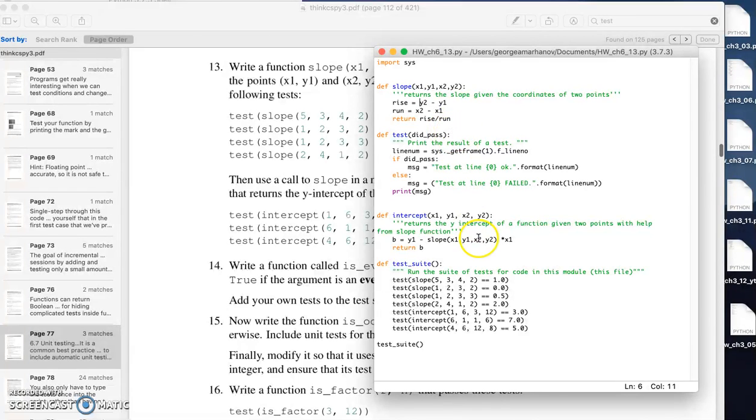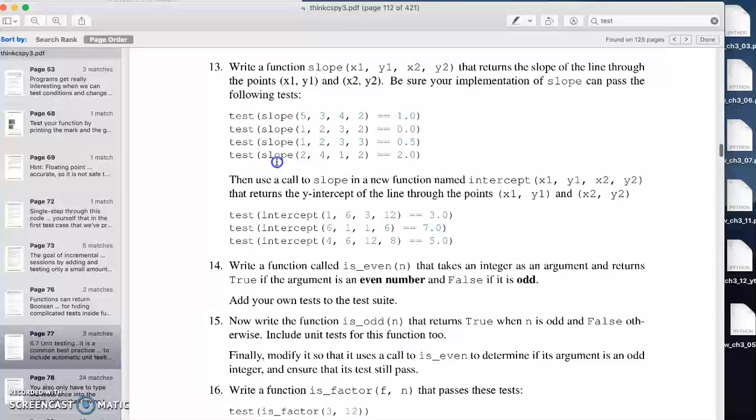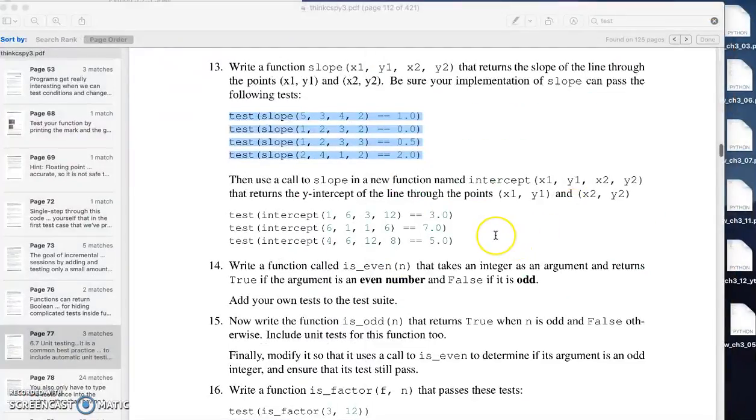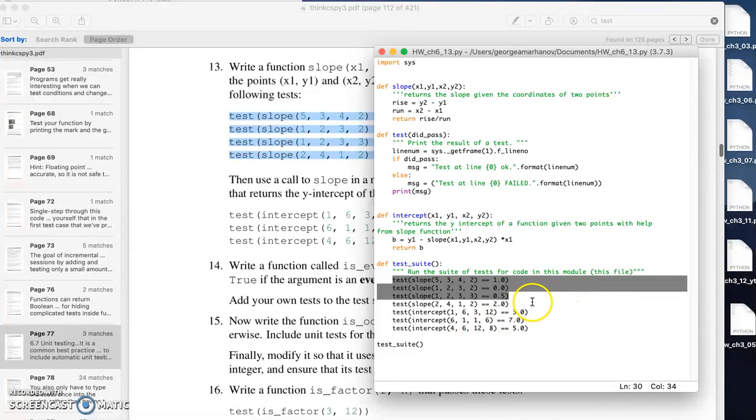When I was writing this, I was testing it as I go with that test suite. They want you to be sure your implementation of slope can pass the following test. So I ran that after I wrote the slope function just to make sure that it works before moving on to the intercept function. That's the whole point of that. They want you to get in the practice of testing your code as you go.